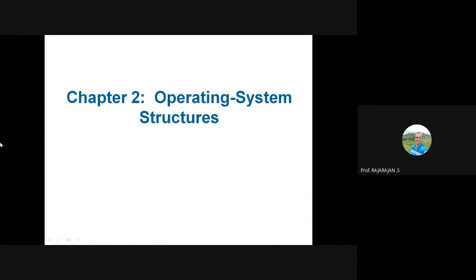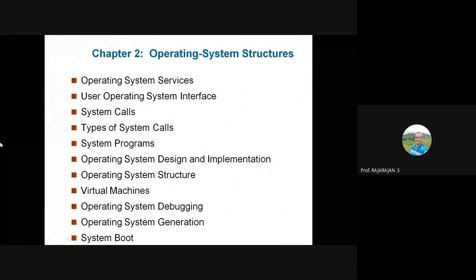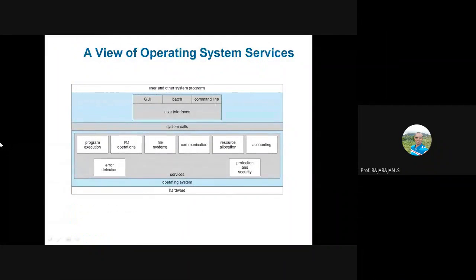In the next chapter, we discussed the operating system structures. The structure of the operating system has these topics: services, user interface, system calls, system programs, design and implementation, virtual machines, and system boot. This is the last chapter for the first unit. So this is the services summary. The various services of the OS are summarized here.